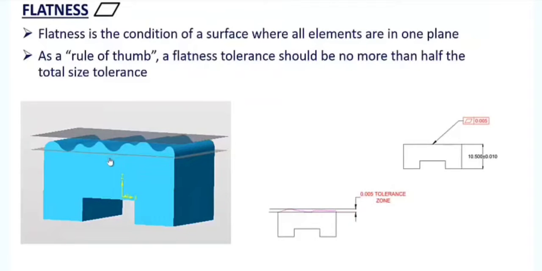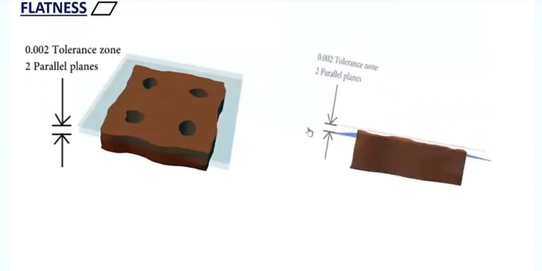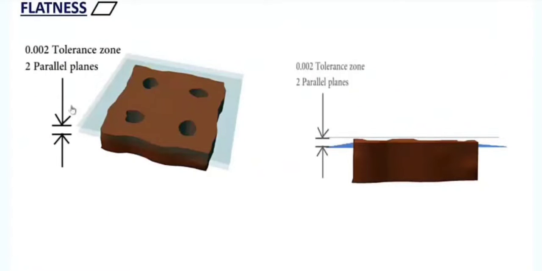You can see here in this figure the flatness. This is the surface. The flatness of the surface can lie between the two parallel planes created. This tolerance should be 0.005. So in this drawing you can see the flatness. They have created two parallel planes, and if the drawing has 0.002 as the tolerance zone, then all the elements of this surface should be within the two parallel planes lying at a distance of 0.002.